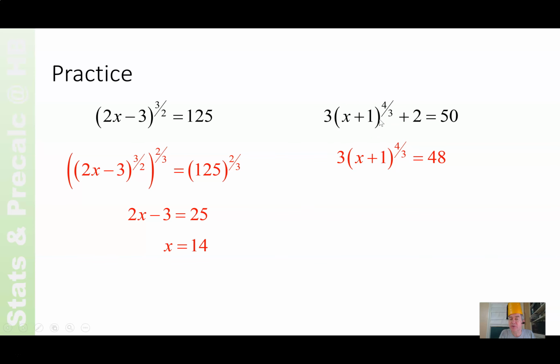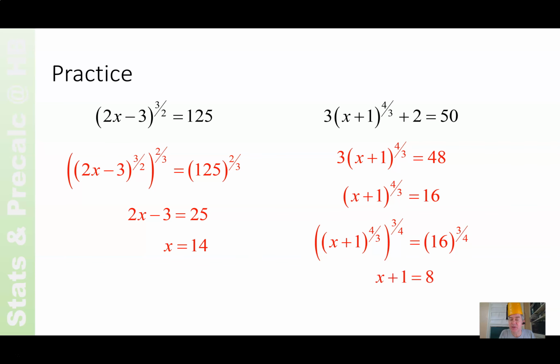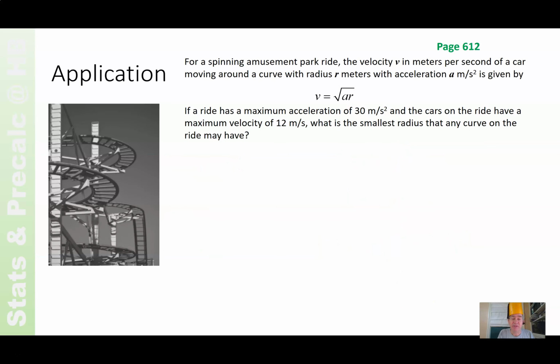So you subtract 2 from both sides, divide both sides by 3, and now take the 3/4 power. 16 to the 3/4 power is 8. X plus 1 is 8, and with a little magic algebra, a little heavy-duty lifting, you'll get x is 7. There we go. Last question of the last video of Chapter 11, of Module 11.